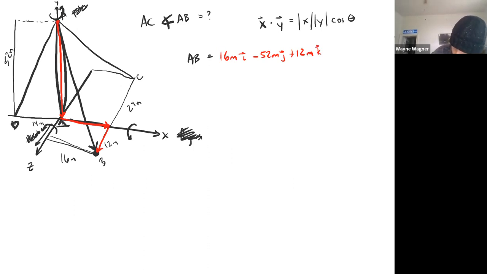Now we'll do AC. In the X direction, we went from here to here, so that's also 16 meters. In the Y direction, we also went down 52. This is turning out to be fairly boring. And in the Z direction, we went negative along Z, so minus 24 meters in the K direction.